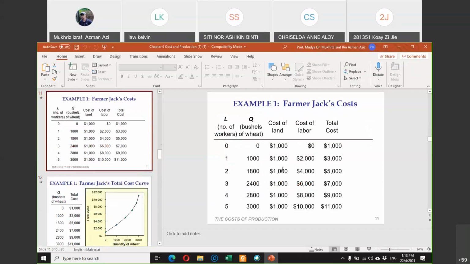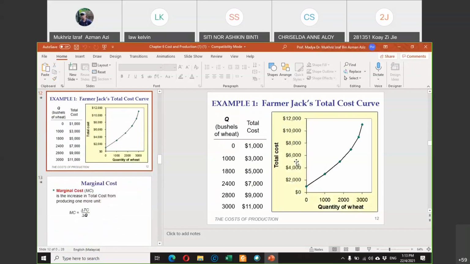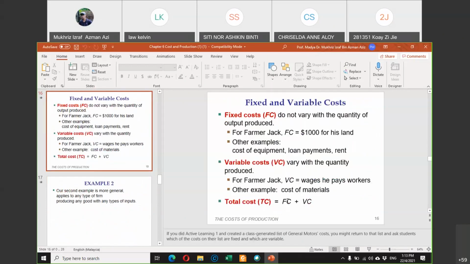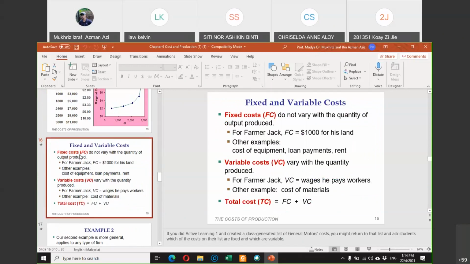And then we looked at the concept of cost. In economics, we have two: fixed cost and variable cost. Especially in the short run period, you have these two elements, fixed cost and variable cost, and fixed cost plus variable cost gives you the total cost, FC plus VC.